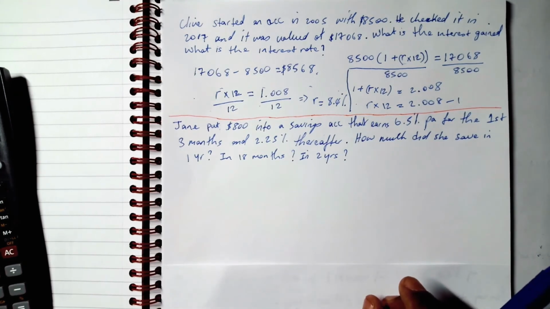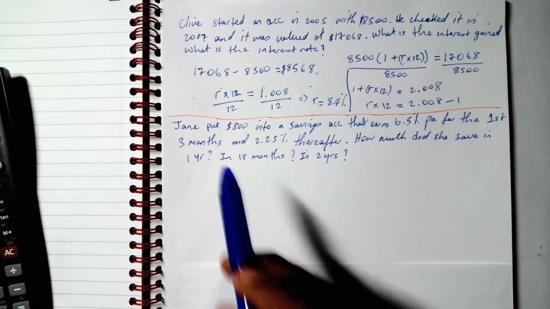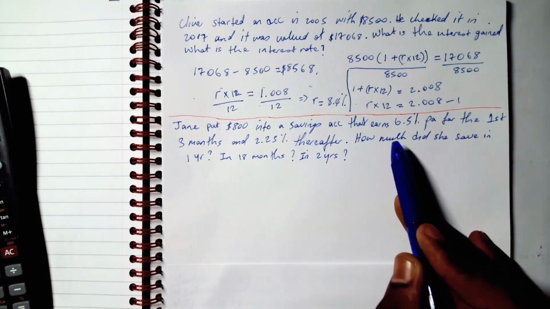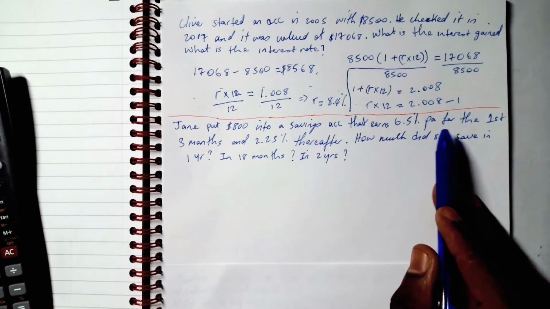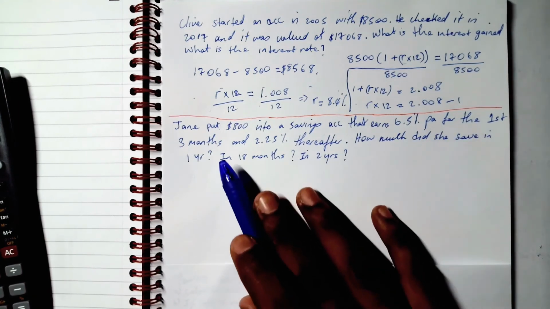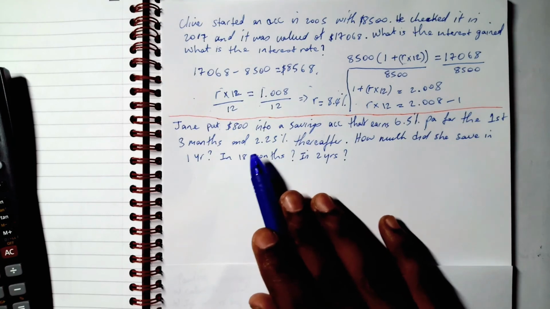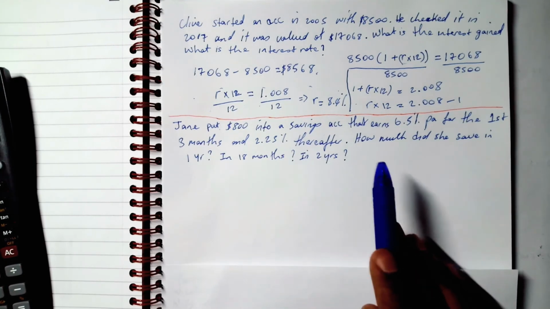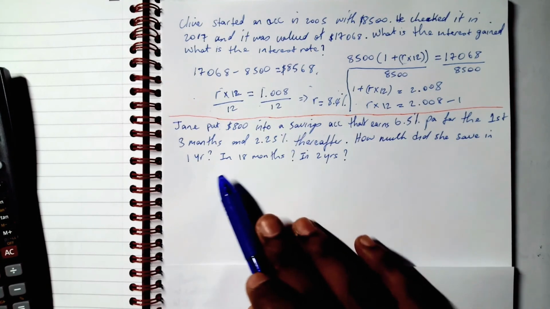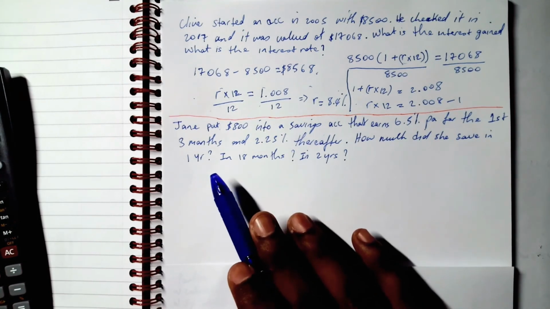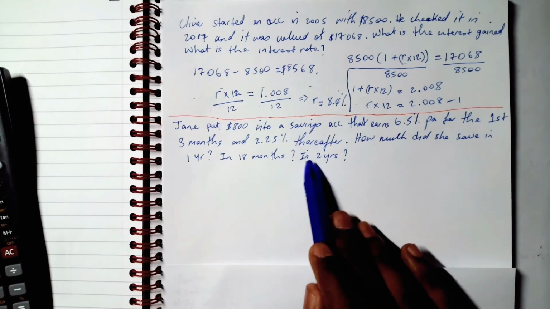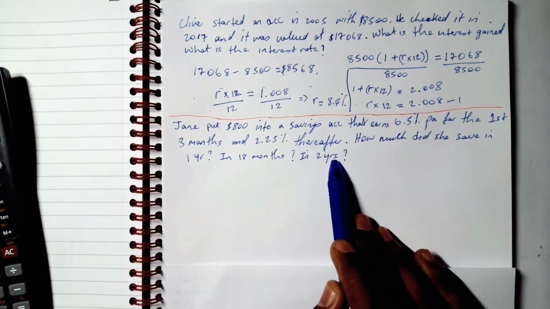I believe in you. Alright, so Jane put $800 into a savings account that earns 6.5% per annum for the first 3 months and 2.25% thereafter. Alright, how much did she save in 1 year? That's one question. In 18 months, that's another question. And in 2 years, that's another question.